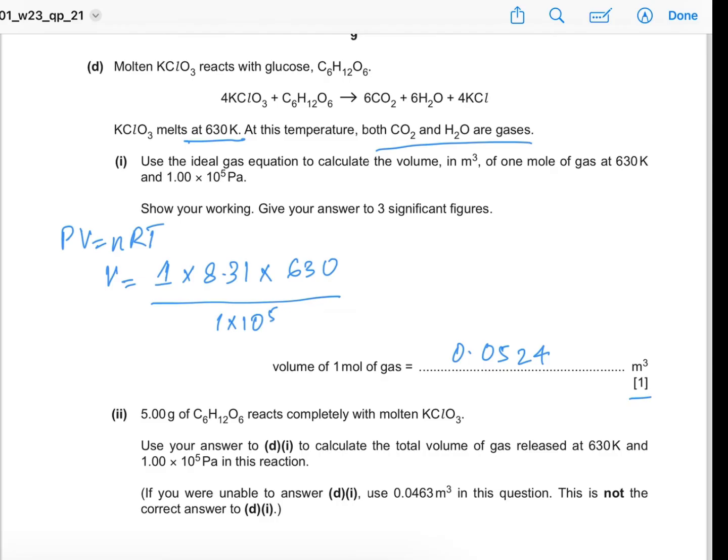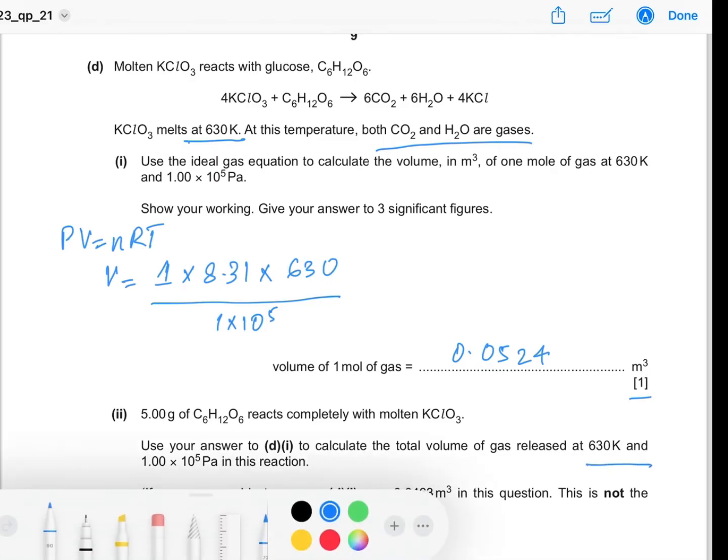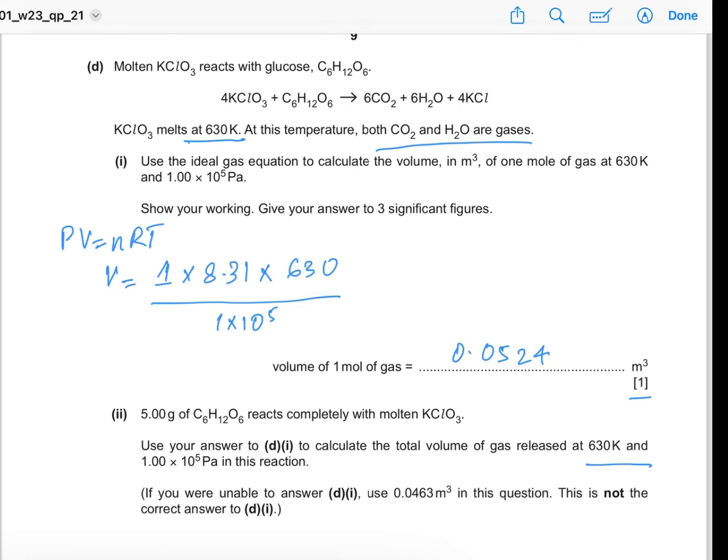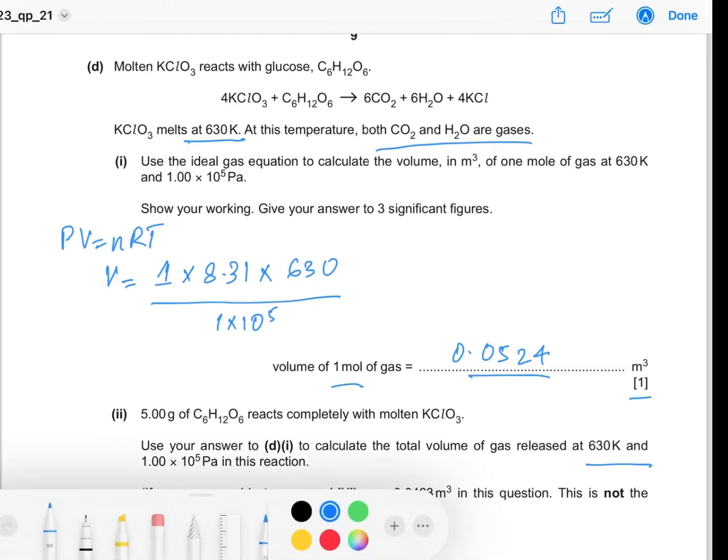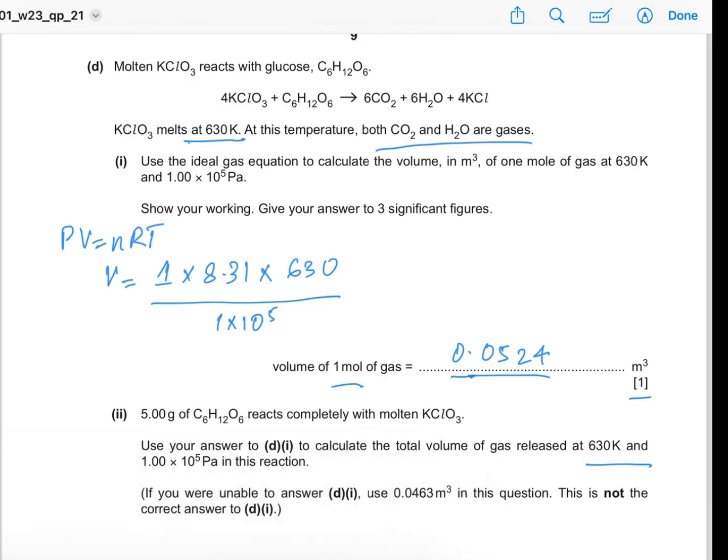5 grams of glucose reacts completely with molten potassium chlorate. Use your answer in D part 1 to calculate the total volume of gas released at 630 Kelvin and the pressure stated here, and they've also given you a substitute value to be used in this question if you couldn't answer the previous part. So the previous part tells you that each mole of gas has a particular volume, which means if you can find the number of moles of gas produced in this reaction, you can use that to find the volume of gas produced in this reaction as well.